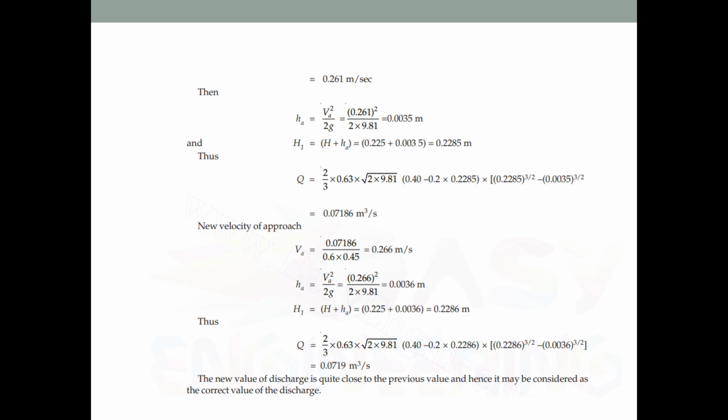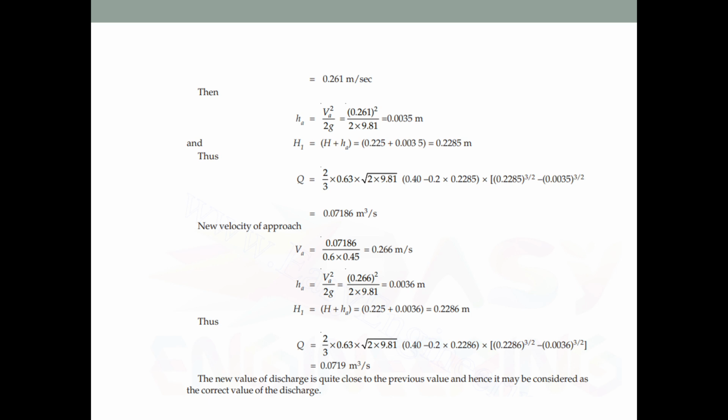Now the head loss we also have to find out, so V square by 2G. Now H1 will be H plus HE, which is 0.2285. Now I am substituting this, considering the velocity of approach, and finding out this Q. After that I am finding out the velocity of approach. Now this capital H1 will be equal to H plus HE.